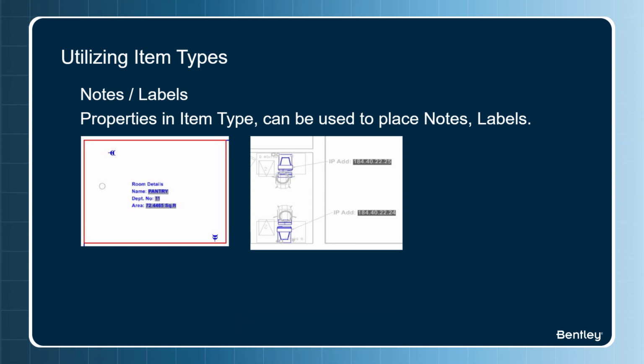In the next snapshot, a label placeholder cell is used to extract the IP address of a computer object and place it as text.